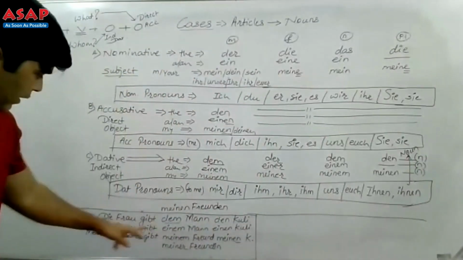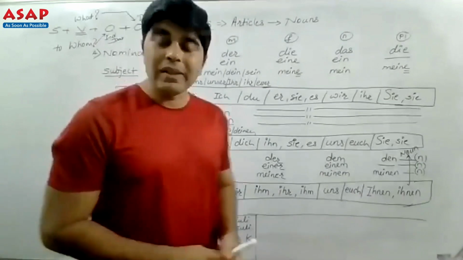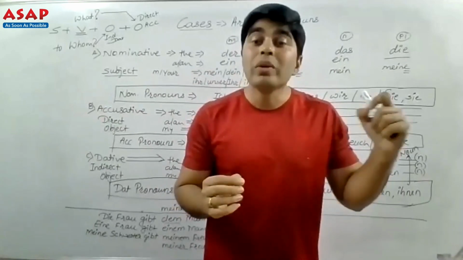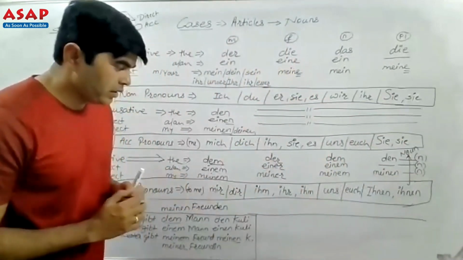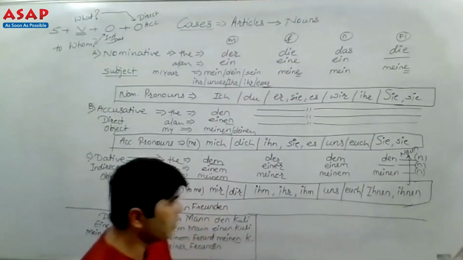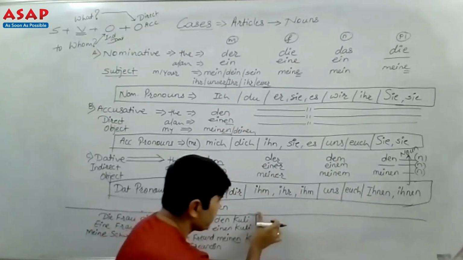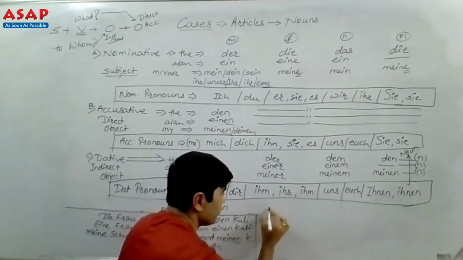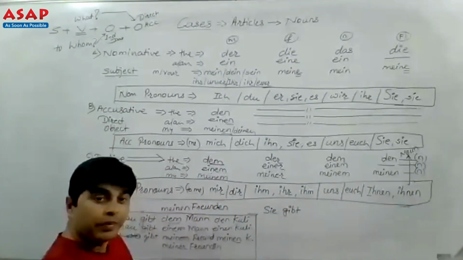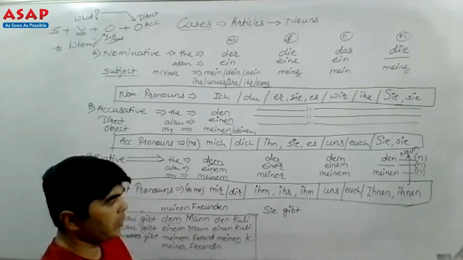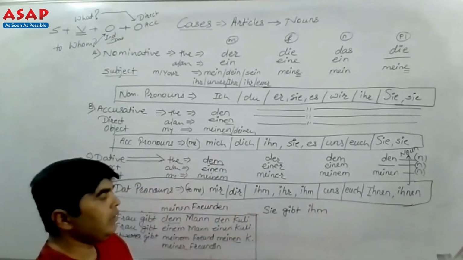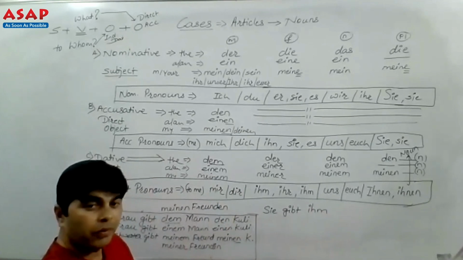Instead of saying the same sentence, die Frau gibt dem Mann den Kuli. Now, if you ask what she does with the pen, she gives it to him, right? Yes. She gives it to him. So let's frame that sentence then. How do you say she gives it to him? Sie gibt. To whom? To him. Ihm. And what? It.